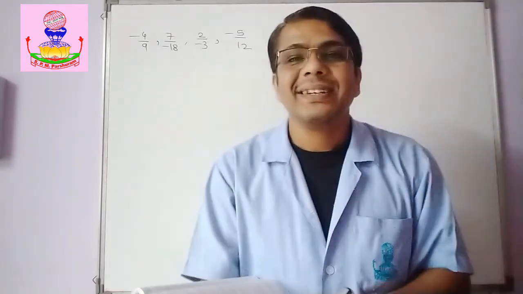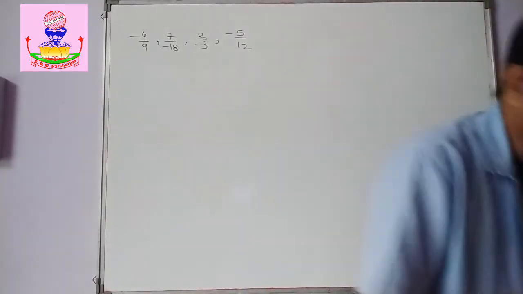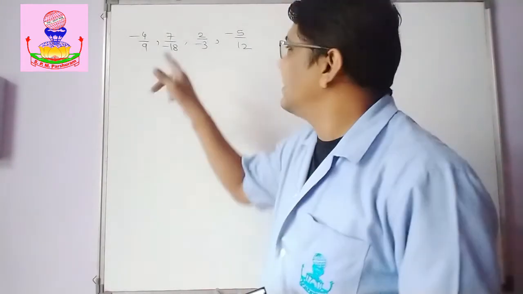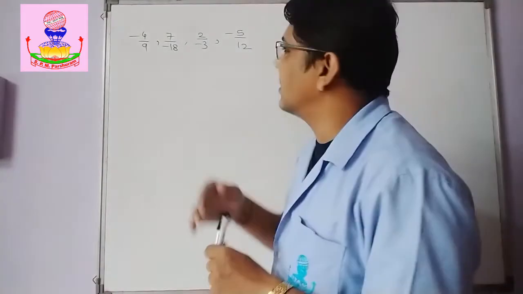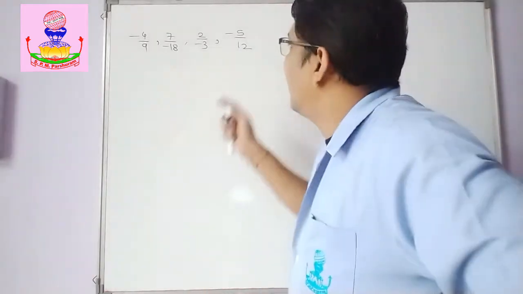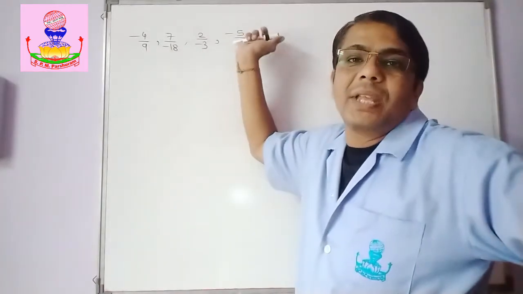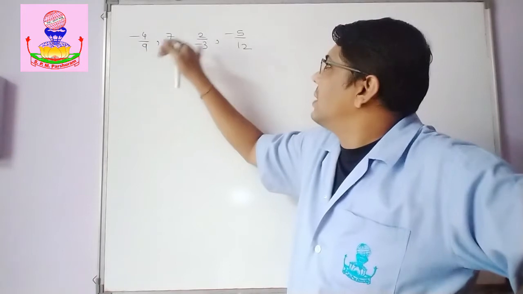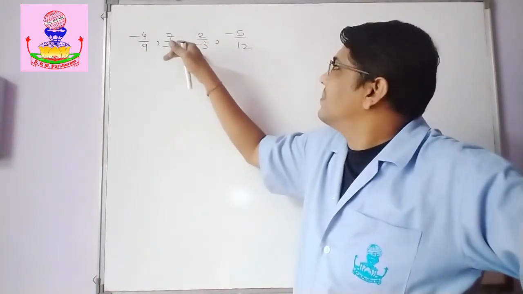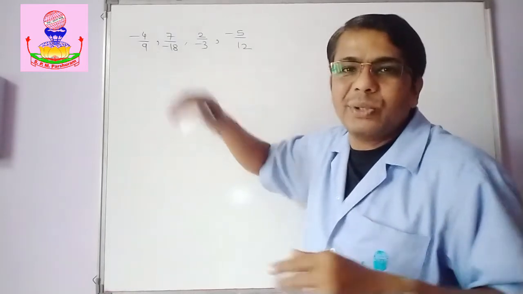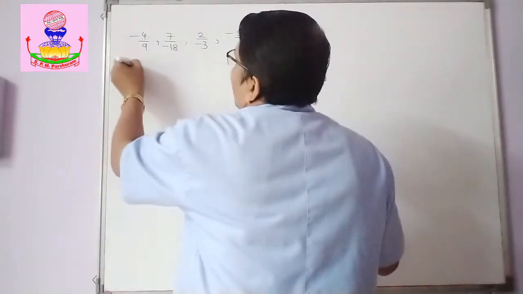I will not go by number line method. I will go by what? Yes, division, or you can have straight away LCM method. Okay, means 18 2s are 36, 12 3s are 36, so 3 12s are 36, 9 4s are 36. You can do that, that's better.